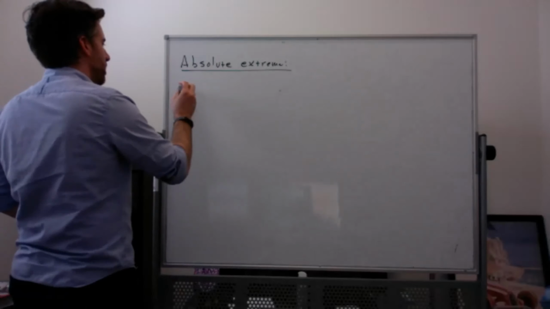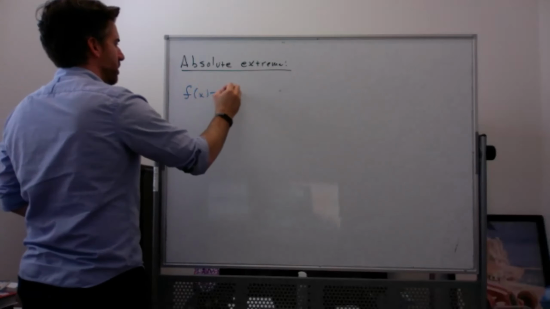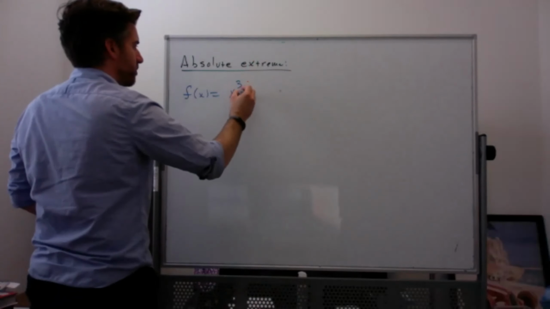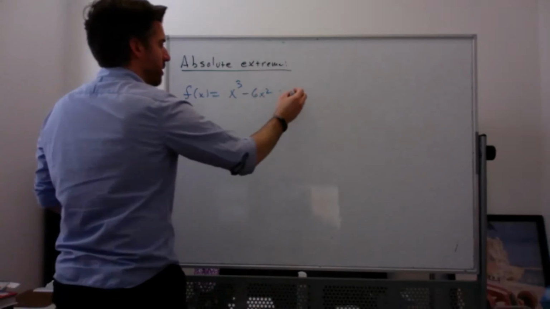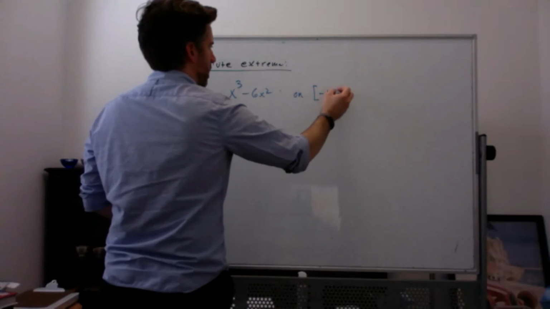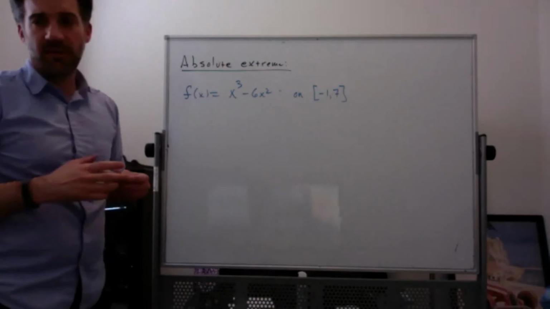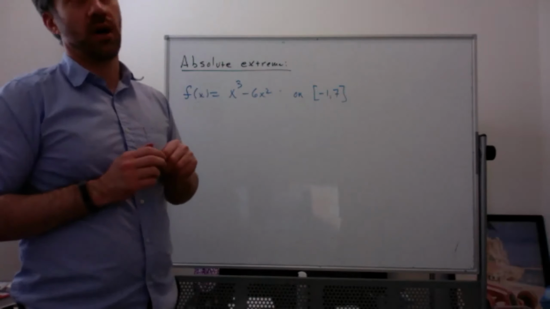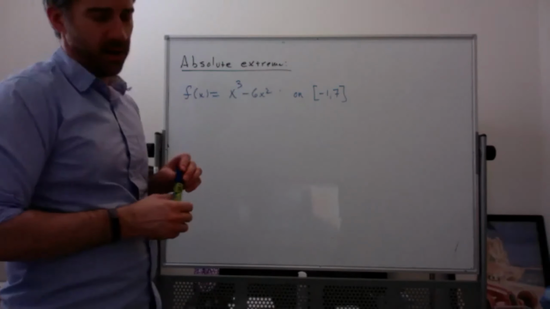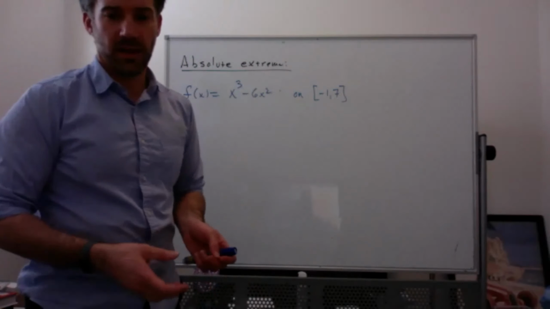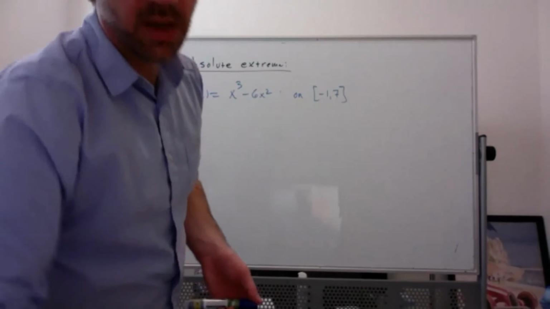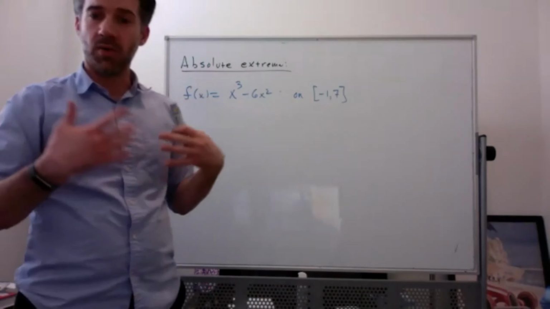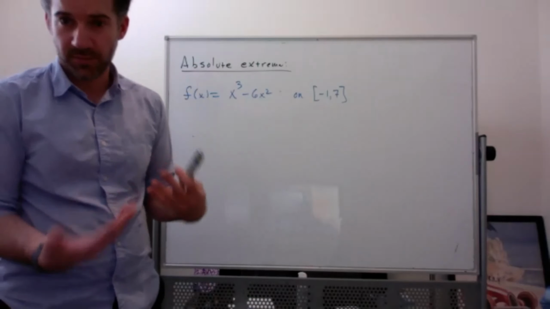So for example, let's say I have a function f of x equal to x cubed minus 6x squared on the interval from -1 to 7. And I want to find where this function has an absolute maximum and an absolute minimum. I'm sure Professor Sanders talked about the extreme value theorem and the fact that if you have a function that's continuous on a closed interval, which this certainly is, you will always have an absolute maximum and an absolute minimum.